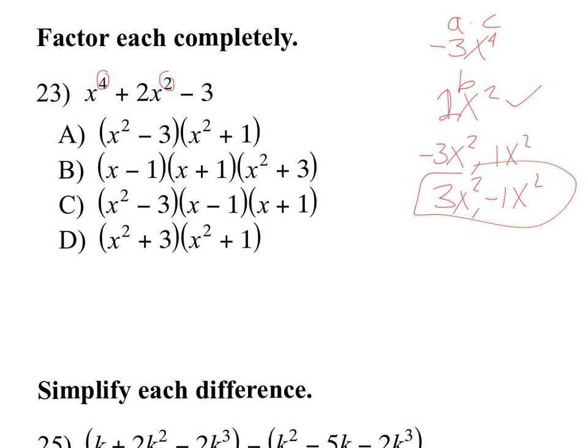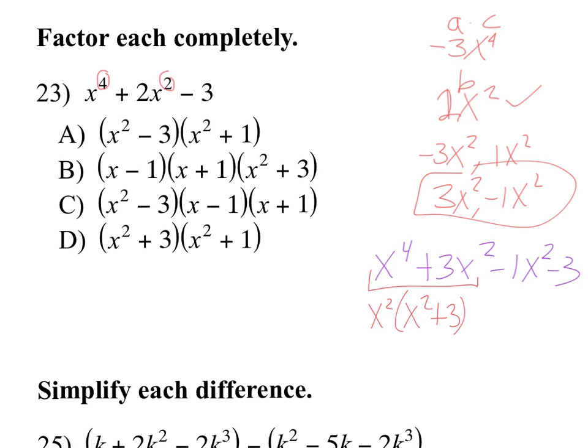So we rewrite as x to the fourth plus 3x squared minus 1x squared minus 3. I'm going to factor this by grouping. The first pieces, I've got an x squared in common. That leaves me with x squared plus 3. And for my second pieces, I've got a minus 1 I can take out of both. And that leaves me with x squared plus 3. Finally, it's going to give me x squared minus 1 and x squared plus 3.